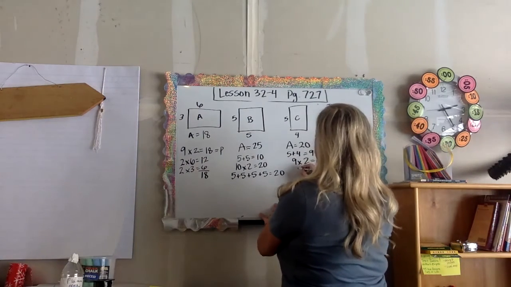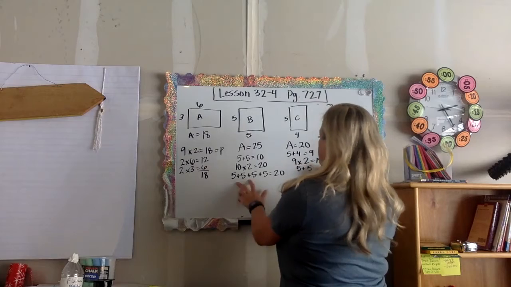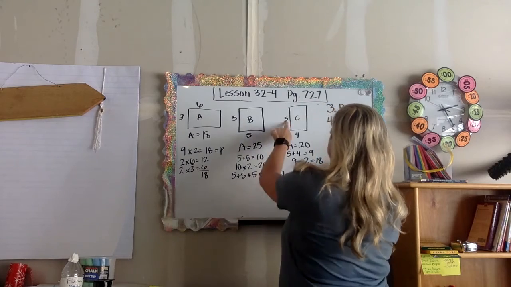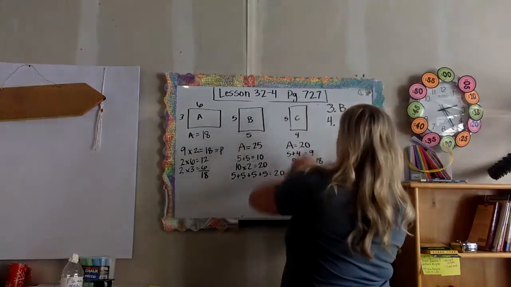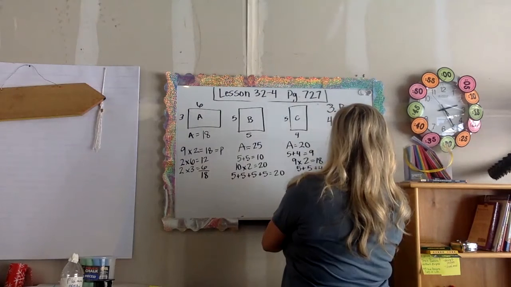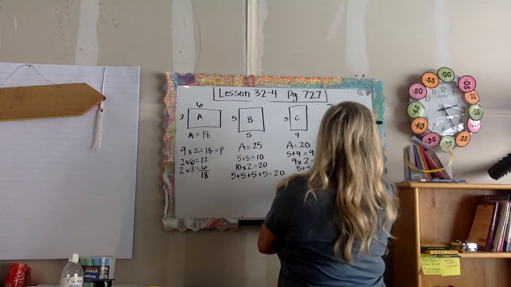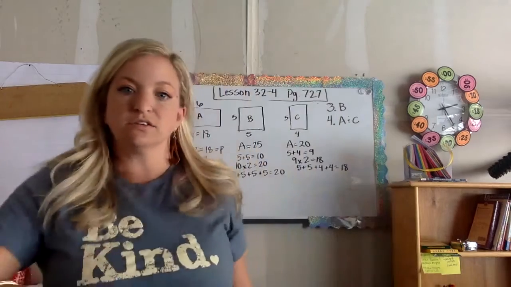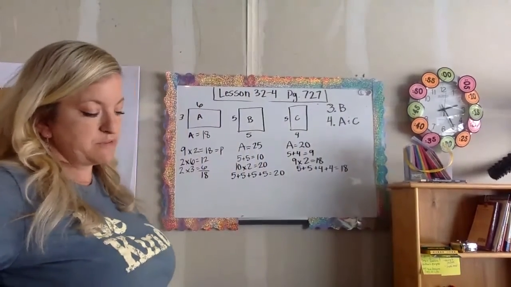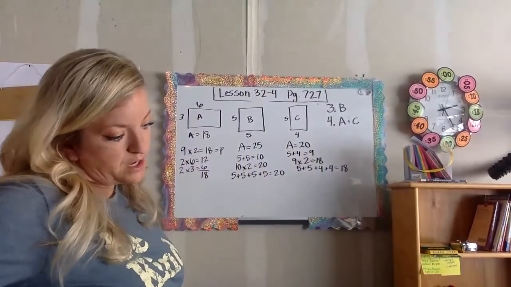So now I can also do this another way of bringing this strategy in. It's 5 plus 5 times 4 plus 4 is 18. So the answer is A and C. Those are the 2 rectangles that have the same perimeter. They both have the perimeter of 18.